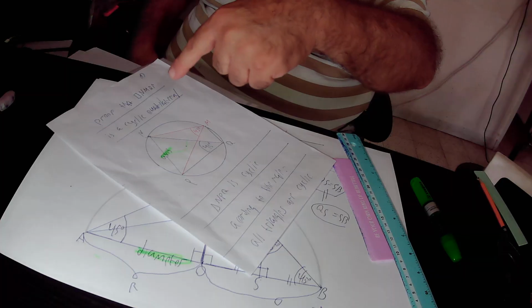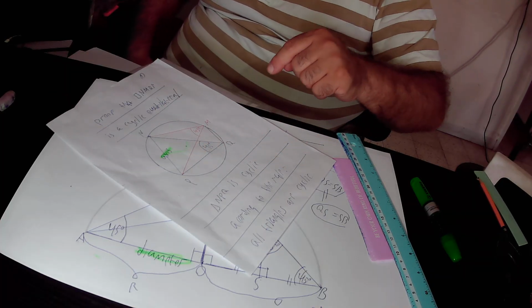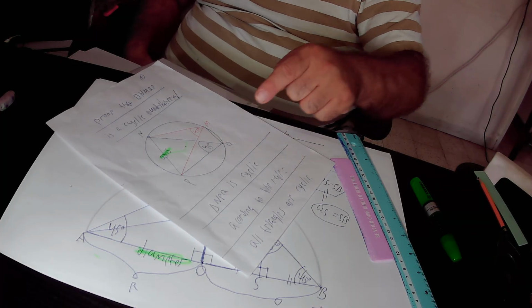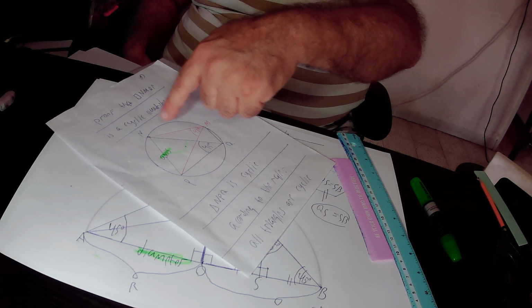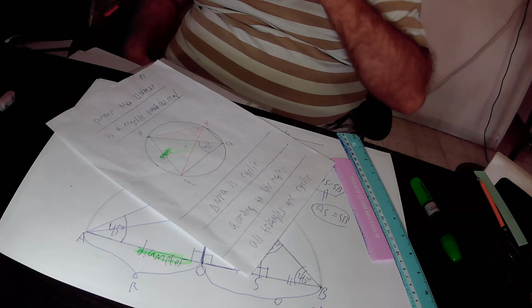This is angle NQP, that's equal to 45 degrees. And this is triangle NQP, so I copied it from the original drawing.